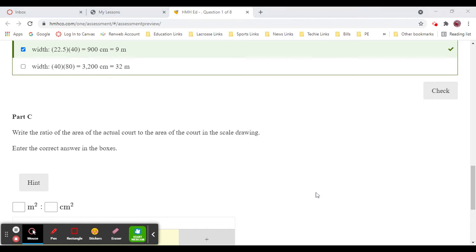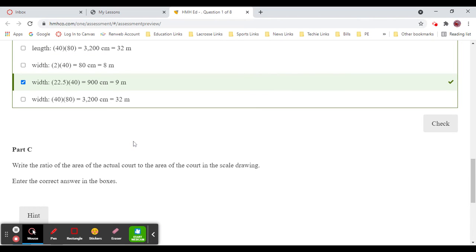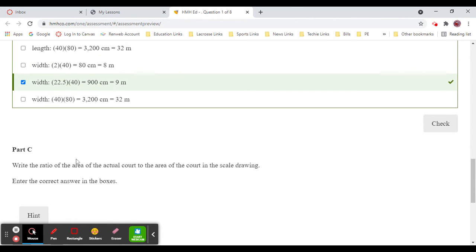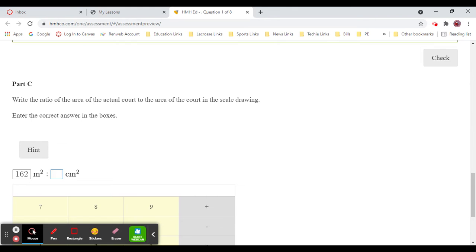Hopefully my calculator will show up on your screen. 18 times 9. And, of course, that's going to give me 162. So 162 square meters. But then, of course, I want to find the one in centimeters as well. So I'm going to take the 80 centimeters and the 40 centimeters because I'm taking the scale drawing. So I'm going to go 80 times 40, and that's going to be 3,200 square centimeters.